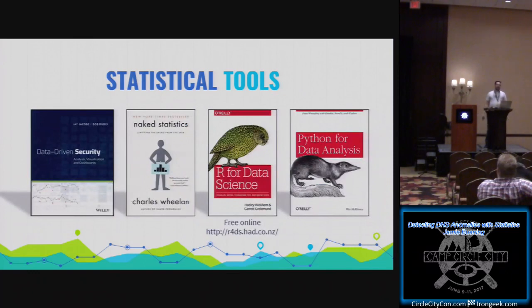Here's a set of books that I found useful. Data-driven security was the first one I got into, and a lot of these examples are derived from that. It starts off in both Python and R, and then about chapter 3 or 4, it moves on and does the rest of the examples in R. Naked Statistics is the book I'd mentioned before. R for Data Science just came out as a printed copy recently, but it's also available free online. It's not focused on security, but more on that data analysis space.